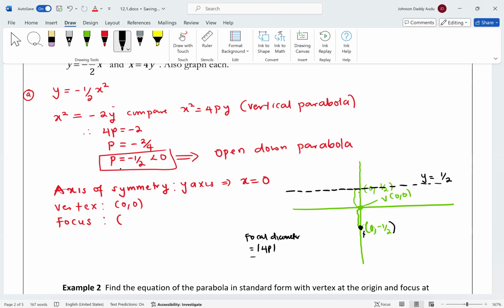So this is going to be 4 times what? Minus half, because p is minus half. And you can see that this will give us what? This will give us 2. Now, since the focal diameter is 2, it means you need to go a distance of 1 to the right. If this is 0, you have to come here. This is going to be 1.